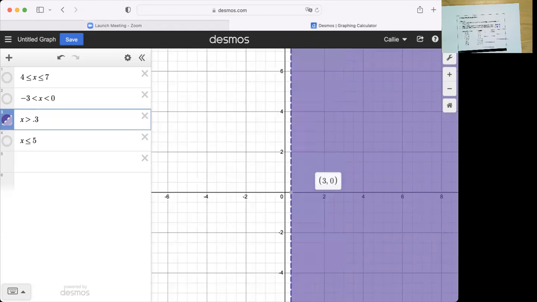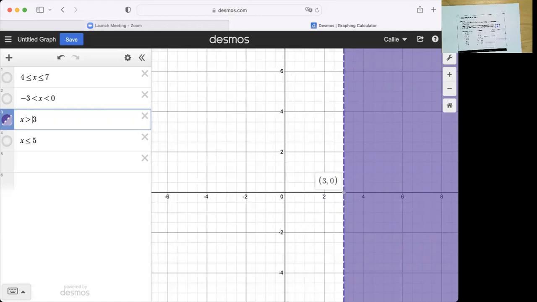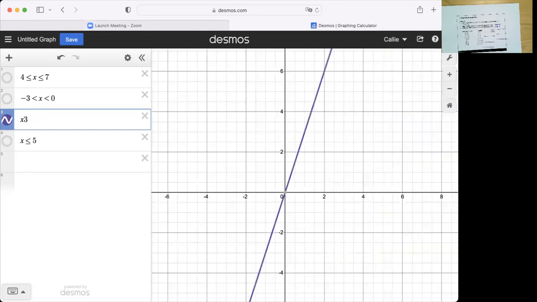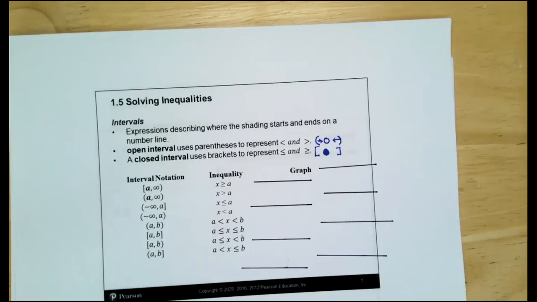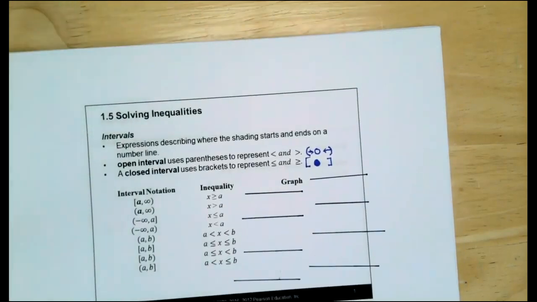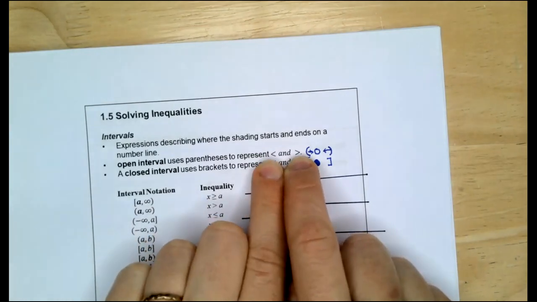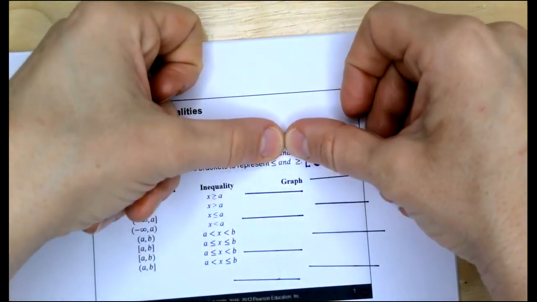So the dashed line denotes that it is not going to include the number 3. It stops before it includes the number 3. But the solid line shows that it includes the number 3. Those are some examples of what it looks like on the number line. The number line is just the x-axis when we're talking about the coordinate plane, if that helps you. Good? Okay. These two do not include the number we're talking about. These two include the number we're talking about.